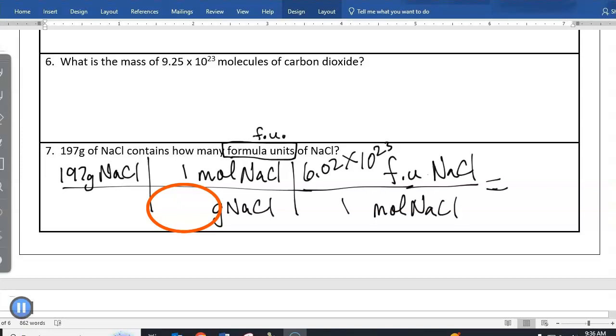Okay. Notice again the units here cancel. Follow the pattern for the units. Units here cancel, and you're left with F.U. NaCl. Formula units of NaCl. Okay.